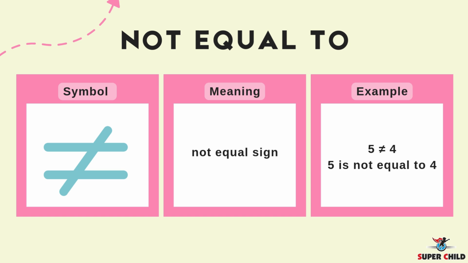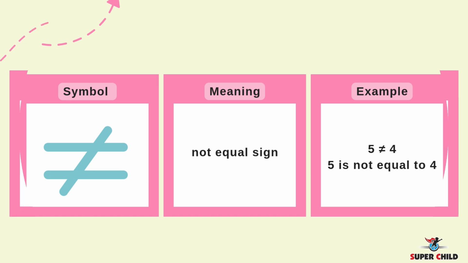Next we'll see is not equal to. And the meaning of this is not equal sign. For example, 5 is not equal to 4. That is, 5 is not equal to 4. And the symbol of this is this sign.